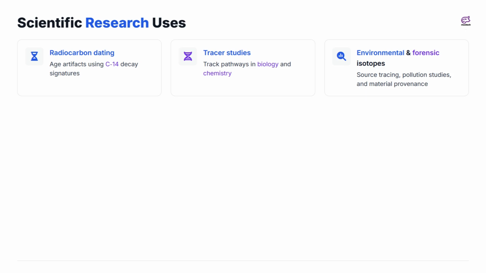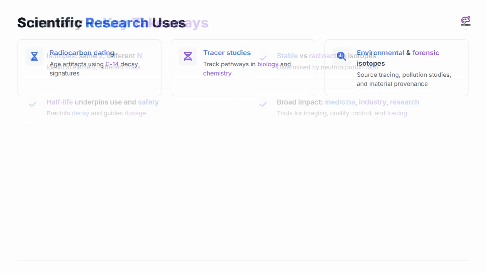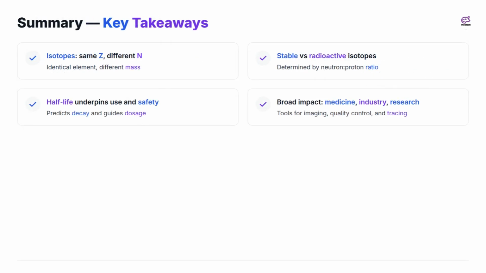Scientific research also relies heavily on isotopes. Radiocarbon dating is a famous technique that uses the predictable decay of carbon-14 to determine the age of ancient artifacts. Tracer studies use radioisotopes to track pathways and mechanisms in biological and chemical processes. And environmental and forensic science uses isotopic signatures to trace pollution sources, study environmental cycles, and determine the provenance of materials.